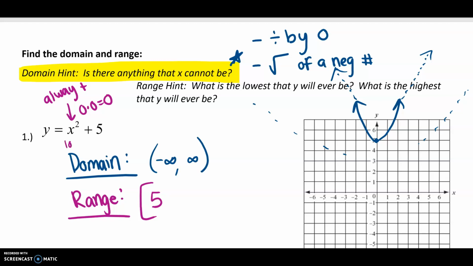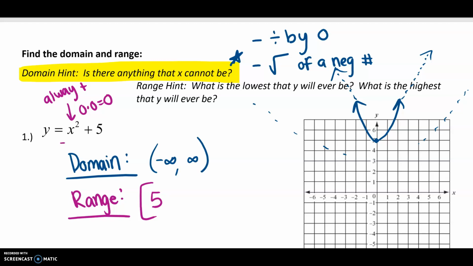So let's say I plug in 10. 10 squared is 100 plus 5. You're just going to get a big number. Let's say I put in 100. 100 squared is another big number plus 5. Or if you square a million, a million squared plus 5 is just a really big number. So you see, we're going to get really, really high up, all the way to positive infinity.